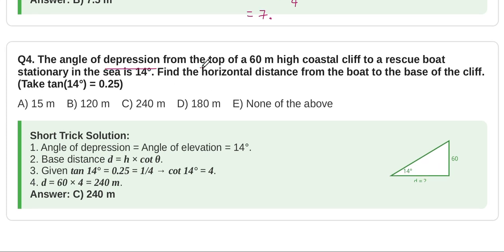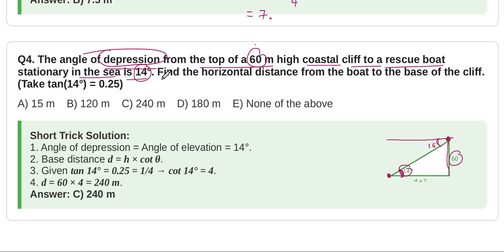The angle of depression from the top of a 60-meter high coastal cliff to a rescue boat stationary in the sea is 14 degree. Okay, so one coastal cliff is given, the height is given to be 60. Angle of depression is nothing but, let's say this is a tower and here is the rescue boat. If you are looking down, this angle is 14 degree. Between two parallel lines these angles must be the same, that is called alternate interior angle. So the angle of depression must be the same as the angle of elevation, so we can write 14 degree here.